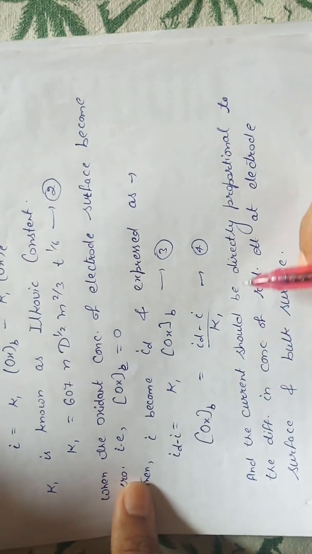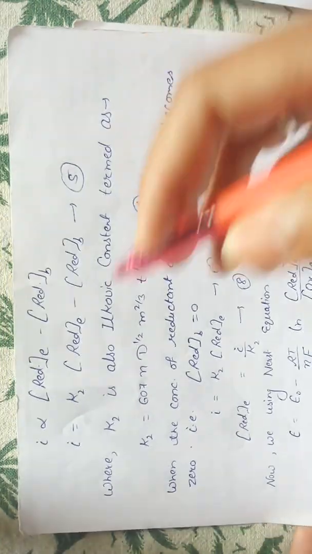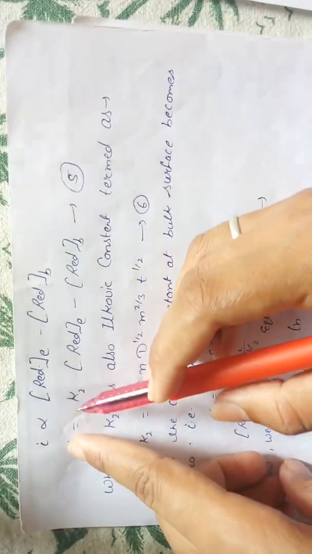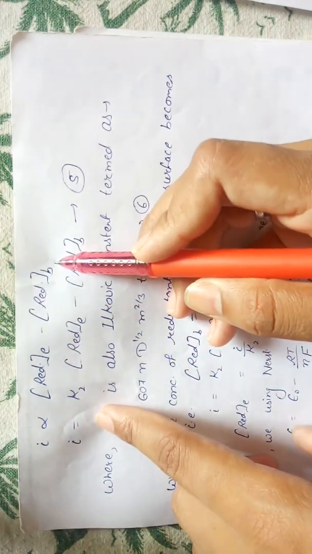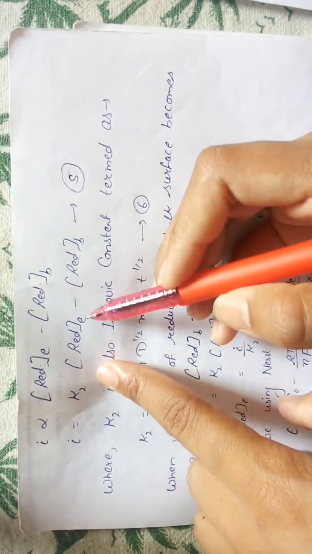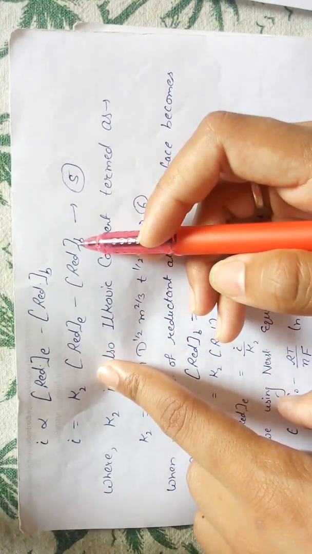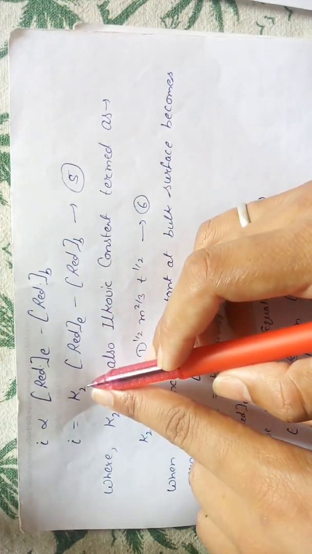And the current should be directly proportional to the difference in concentration of reductant at the electrode surface and the bulk surface. So I is directly proportional to reductant at electrode surface minus reductant at bulk surface. So I is equal to K2 times reductant at electrode minus reductant at bulk surface. K2 is another Ilkovic constant.